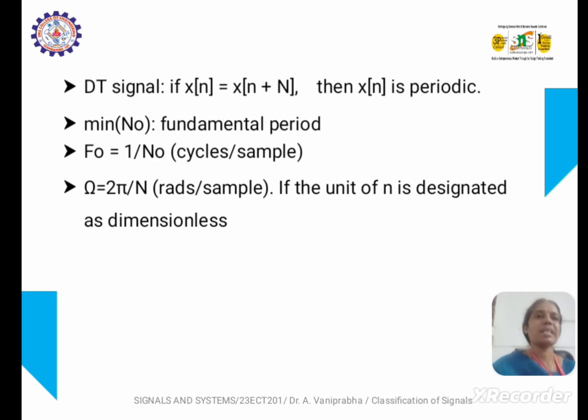Whereas for discrete time signal it is slightly different. x of n is equal to x of n plus N, where if this condition is met, then the given signal x of n is periodic, where the minimum value N naught is the fundamental period. Here f naught is equal to 1 by N naught, and in the same way 2 pi by N is the unit of omega, designated as dimensionless.